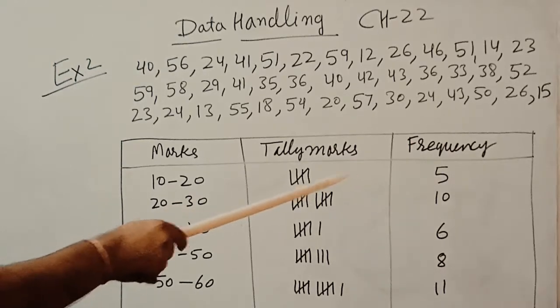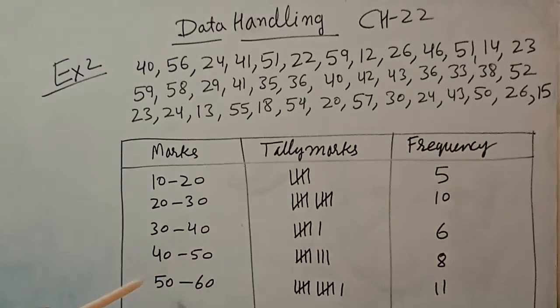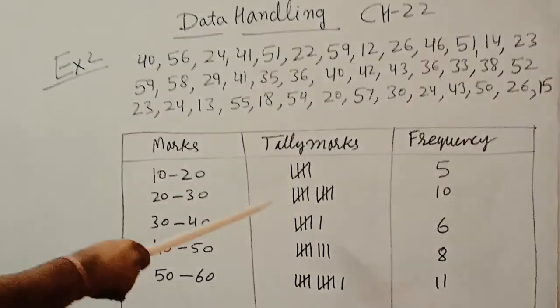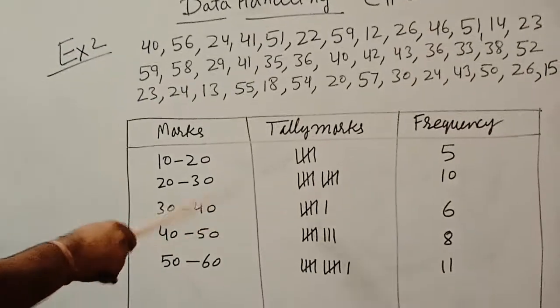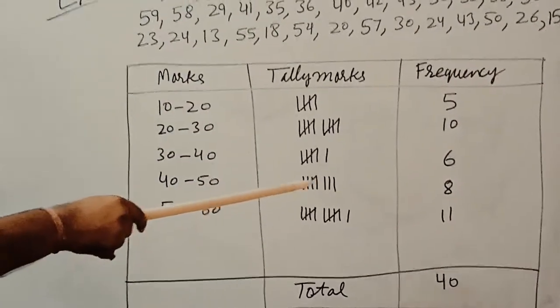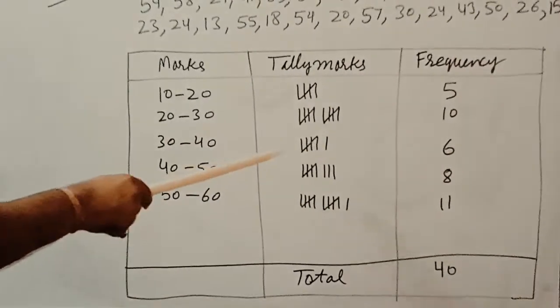So we will write the 5, then find out 20 to 30, 30 to 40, 40 to 50 and 50 to 60 from these marks. So you will write down the tally marks. We have already studied how to make the tally marks. So write the frequency for each group.